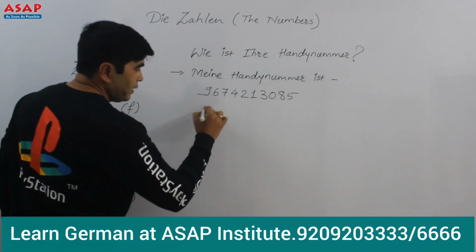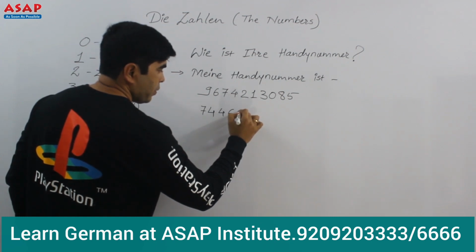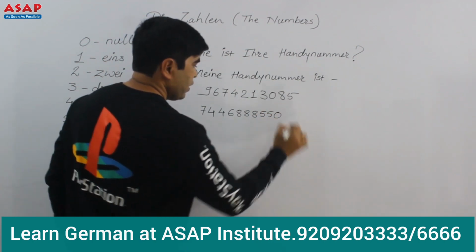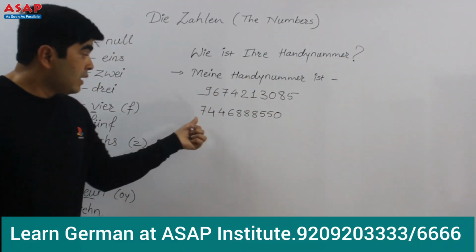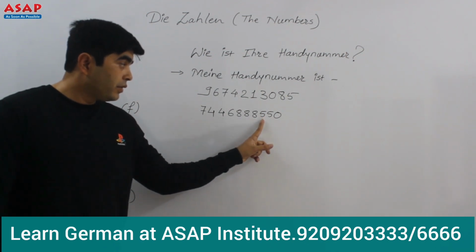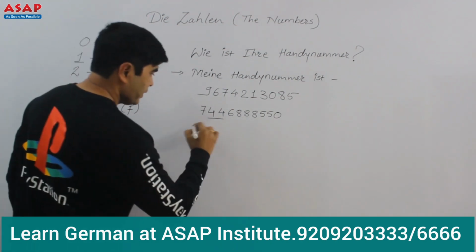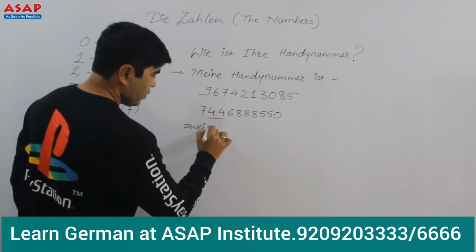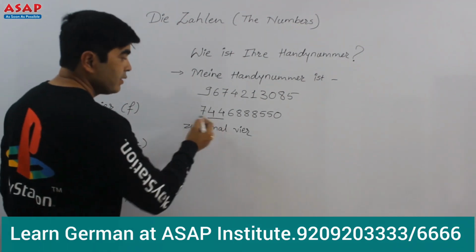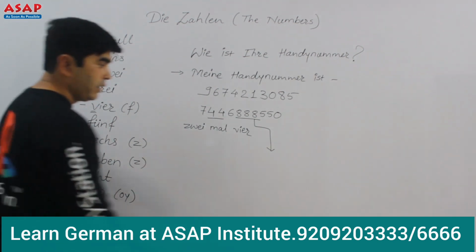Let's say now you are telling some number like this. How do you tell this mobile number? So you will say meine Handynummer ist 7 4 4 6 8 8 8 5 5 0. Or you can say, this is 4 4, right? So 4 4, how do you say the 4 4? Zwei mal 4. That means 2 times 4. So instead of saying 4 4, you can say 2 times 4, zwei mal 4.